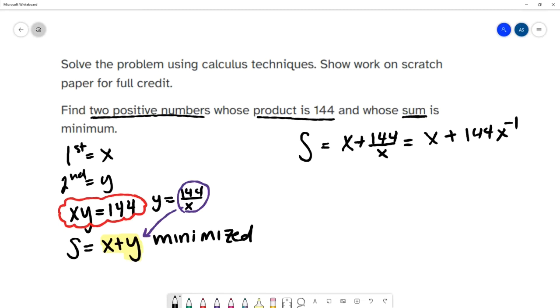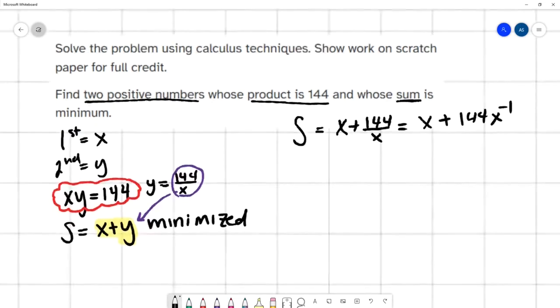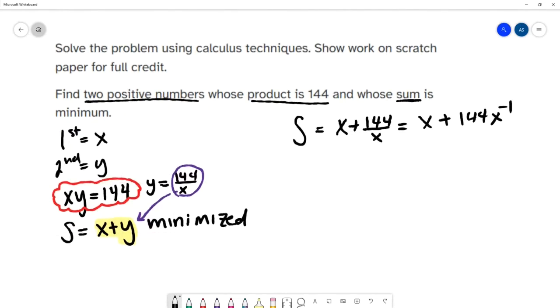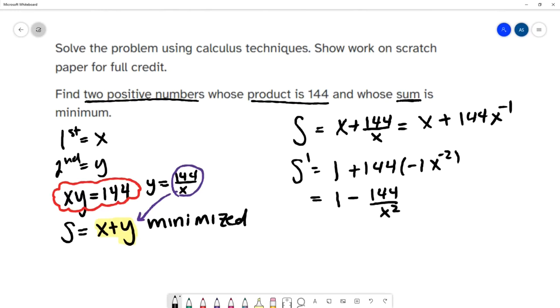So we're going to follow our process for finding the minimum value, and that is to calculate the derivative and find the critical numbers. So the derivative of x is 1, and we have 144 being a constant multiple, and the derivative of x to the negative 1 is negative 1 x to the negative 2. That's 1 minus 144 over x squared.